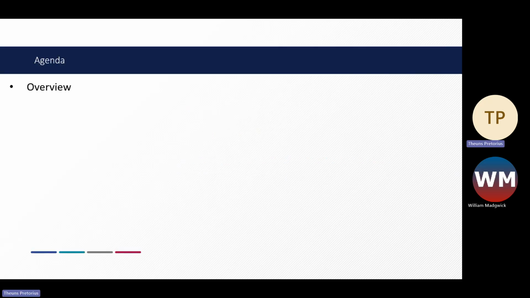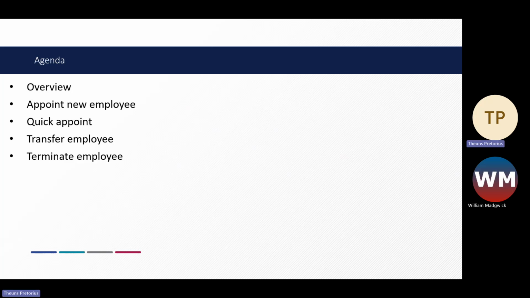So on the agenda, first, a brief overview or a picture that sums appointment history up. We're going to speak about appointing a new employee the traditional way, the quick appoint, transfer an employee, terminate an employee. So you would say transfer and terminate is the same. You just transfer an employee to a different company. Okay, so you terminate him on your side, but there are differences.